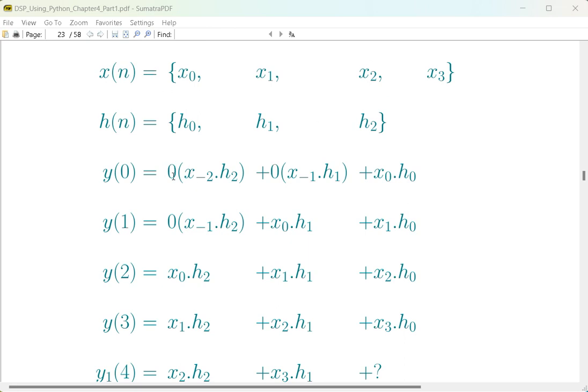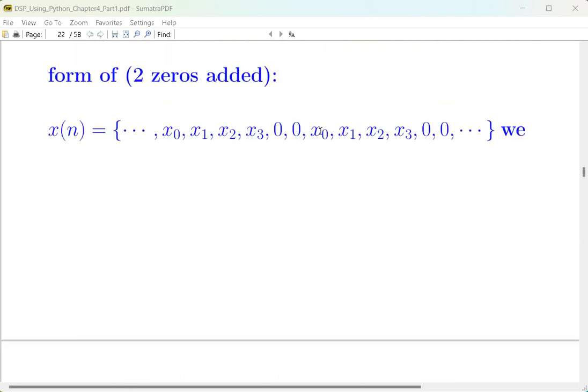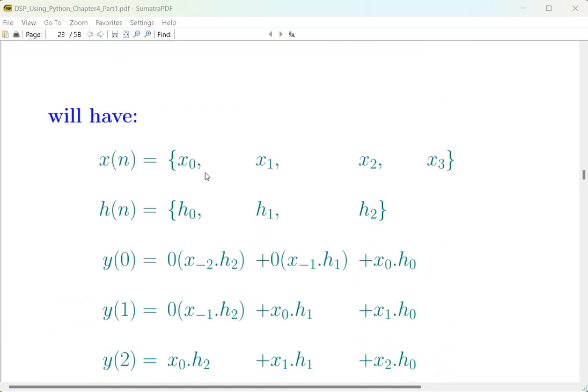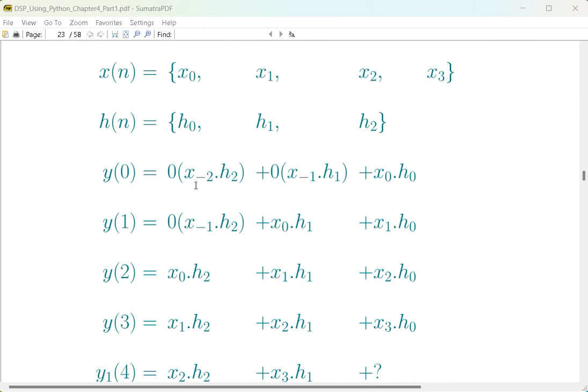Okay, why? You see here, x0, x minus 1, x minus 2, x minus 3, x minus 4, x minus 5, x minus 6. Be careful about these two zeros, x minus 1 and the next one, x minus 2. Here we can write 0 times anything will be 0, plus x minus 1 times h1, which will be definitely 0, plus x0 times h0, based on the convolution equation. So y of 0 has been built.